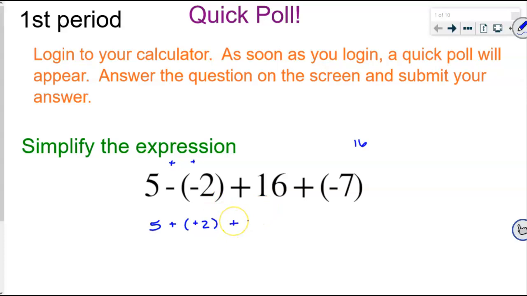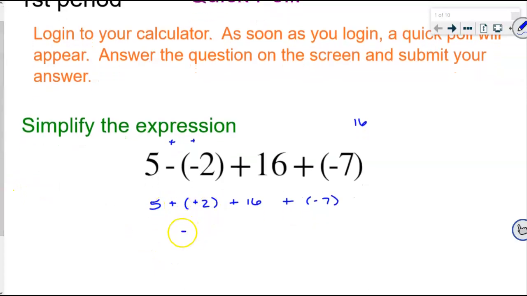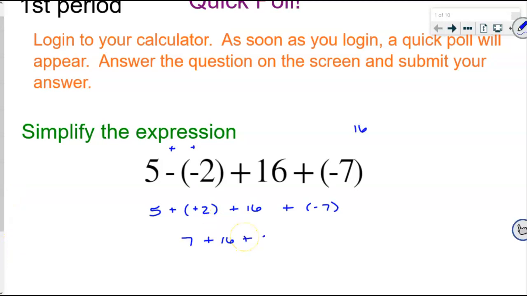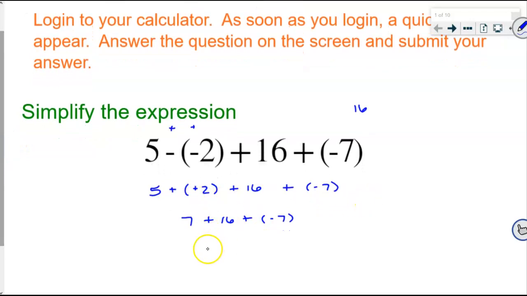Then I can continue on, plus 16, plus a negative 7. Now that I have rewritten that, I can see 5 plus 2 is 7. Plus an extra negative 7. So I'm only doing one thing at a time, going in order from left to right. Now going in order from left to right, I have 7 plus 16. Well, 7 plus 16 is 23. Bring down that plus a negative 7, and 23 plus a negative 7, all that we have left to do is equal to 16.